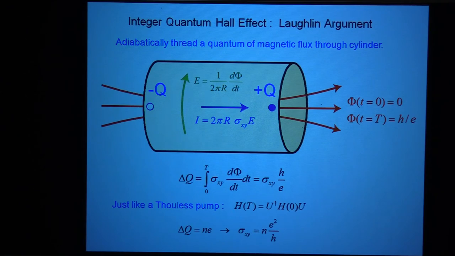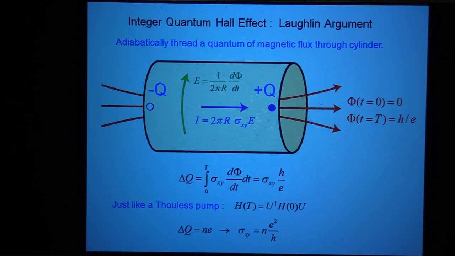All you need is a broken time reversal symmetry. It has to know whether it's plus or minus, but you don't need a uniform perpendicular magnetic field in order to have a quantum Hall state. So the flux that I'm talking about is not that magnetic field. It's a magnetic field where the field never crosses the electrons.